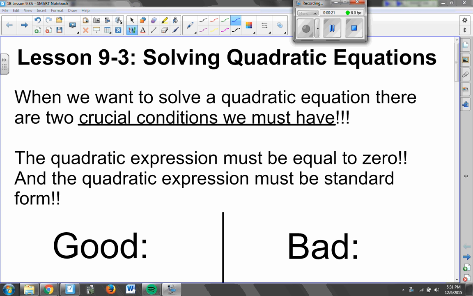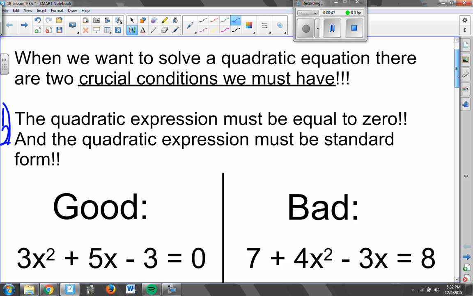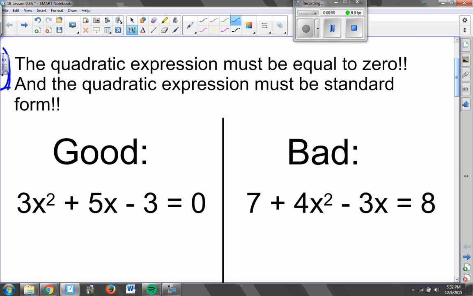All right. First, we need to talk about two crucial conditions that we must have when we want to solve a quadratic equation. Two crucial conditions, 1 and 2, right here. Number 1, the quadratic expression, all the quadratic stuff, must be equal to 0. So on one side of your equal sign, you must see 0, and on the other side should be all of your quadratic business.